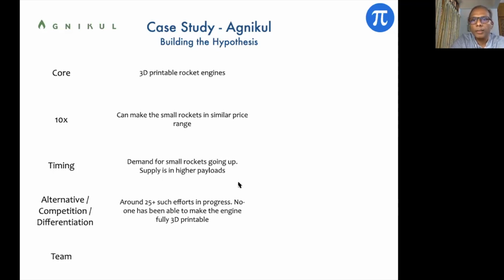This is not a space where people are not innovating. They're innovating massively, actually. And it became a harder decision for us to bet on a team that can still win on the global playing field with all these companies innovating. Our belief is that a lot of these experiments will die down, and only five or six players will probably rule this market. One of the things that helped us build conviction is that, to our knowledge, no other efforts so far have been on a fully 3D printable engine. They have been partial.